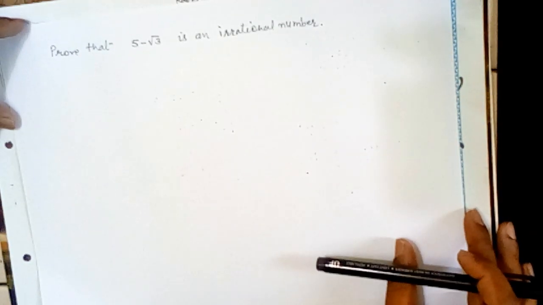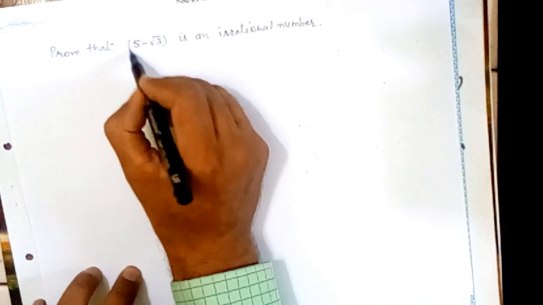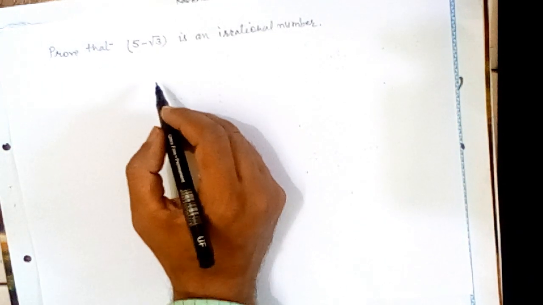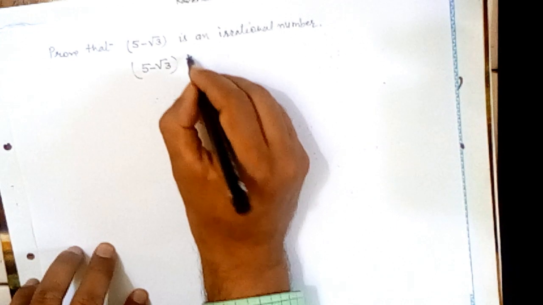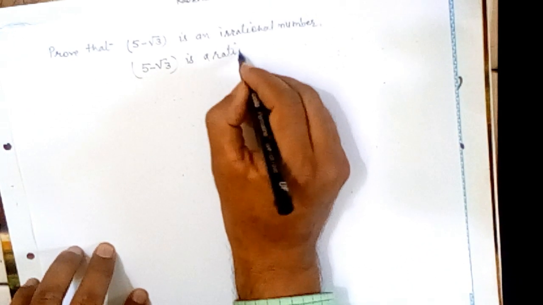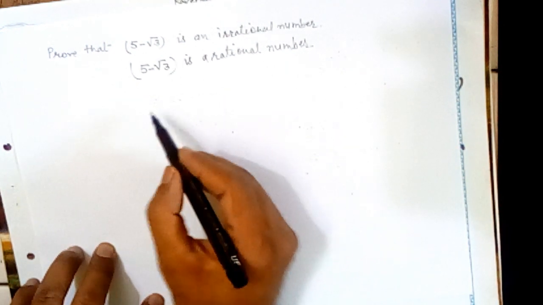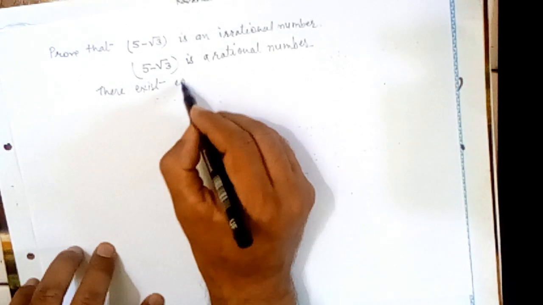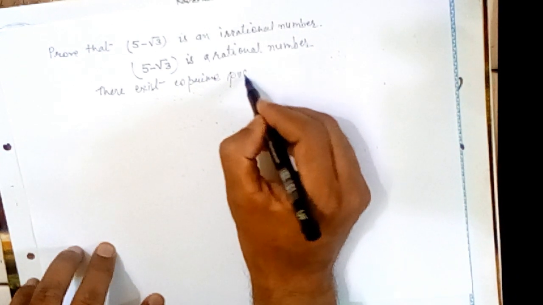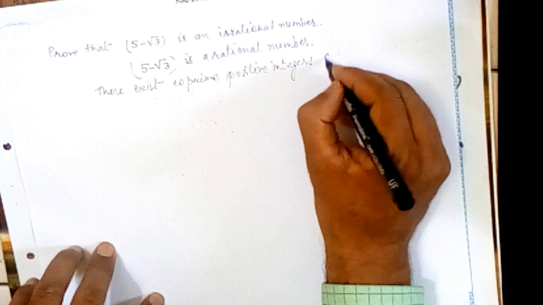Now we have another example. Prove that 5 minus root 3 is an irrational number. We have gone through root 2 and 3 root 2. Again we will have a contradiction. We assume 5 minus root 3 is a rational number. Then there exist co-prime positive integers A and B.